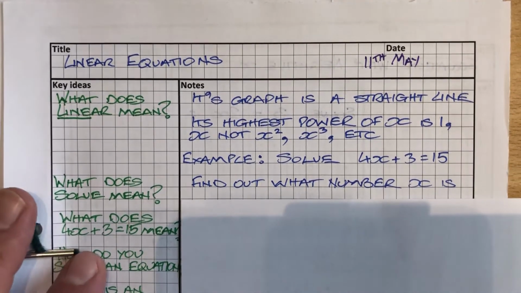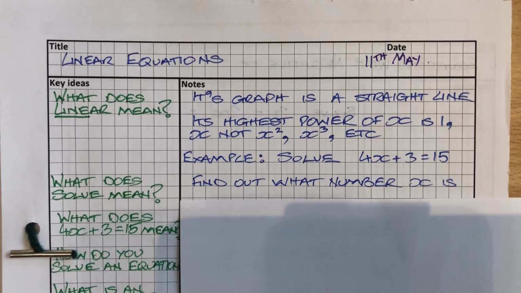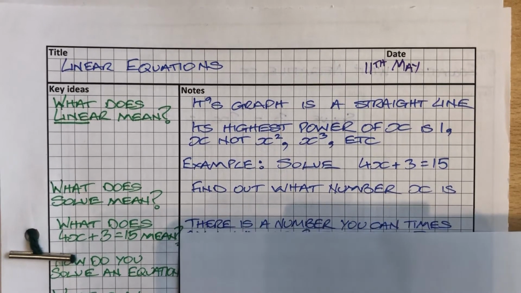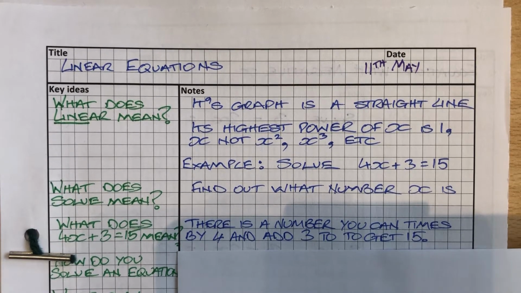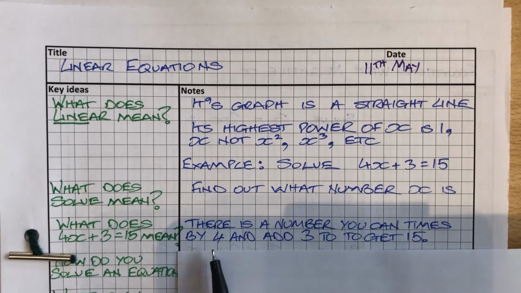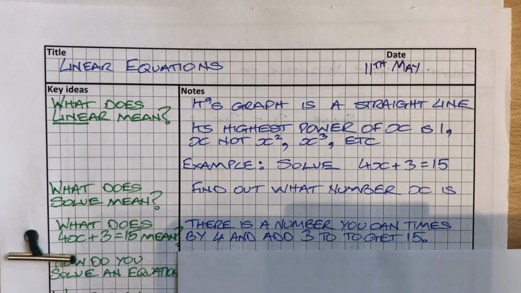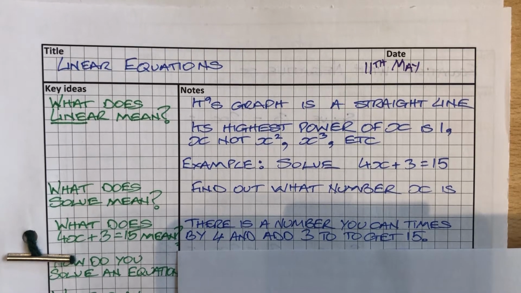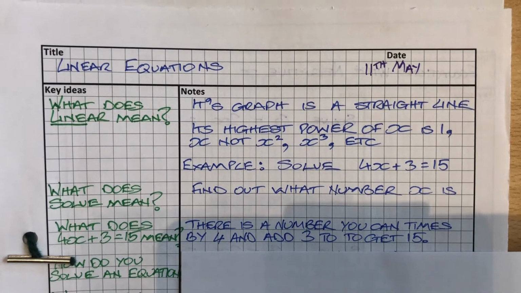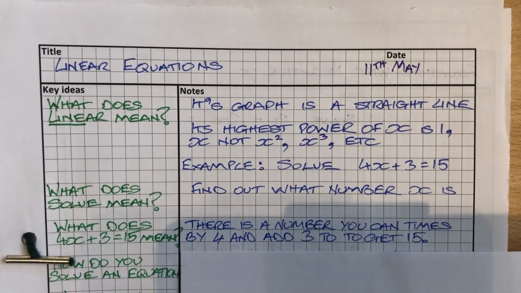And what does 4x add 3 equal 15 mean? Well, it means that there's a number that you don't know, I know, but you don't. And when I times it by 4 and add on 3, I get 15. So I like to translate these equations into English to make sure that I understand what they say.